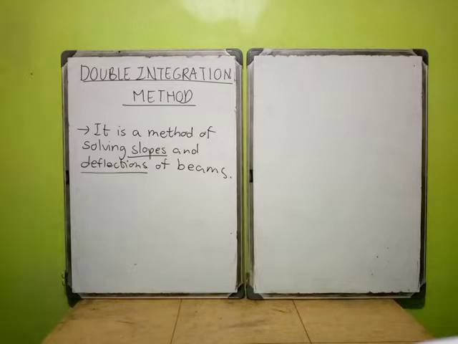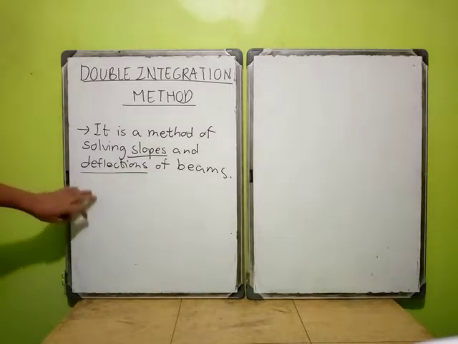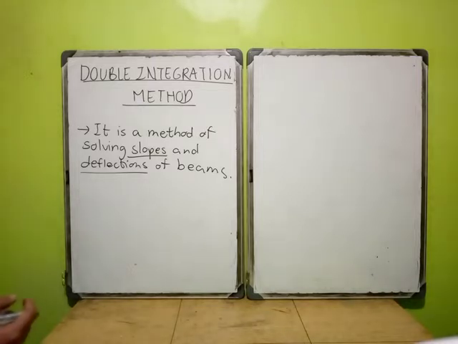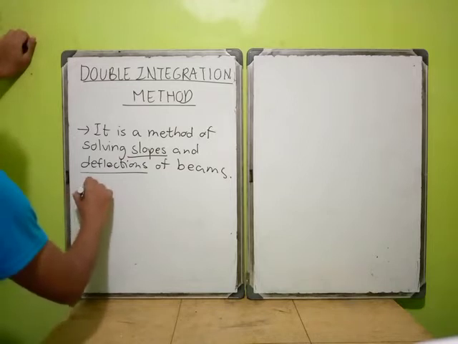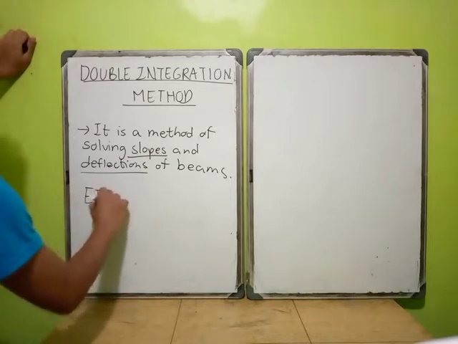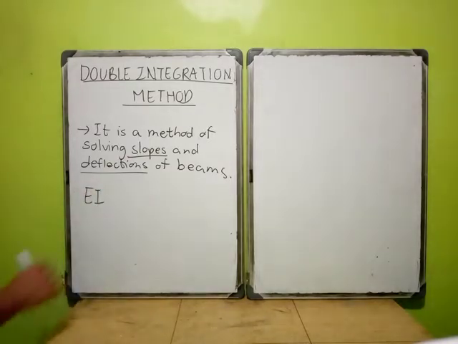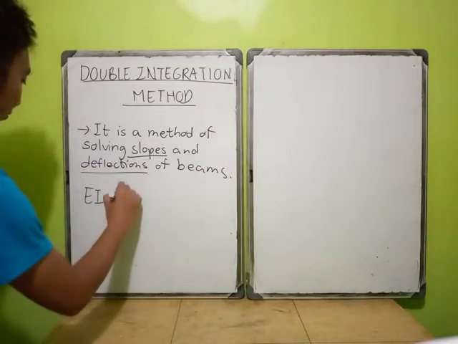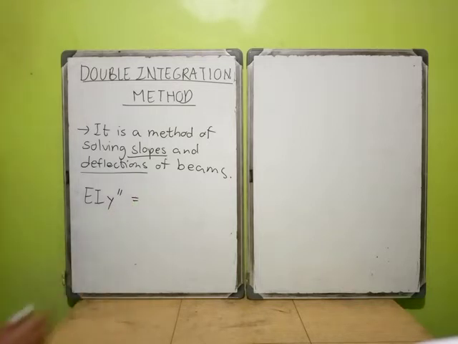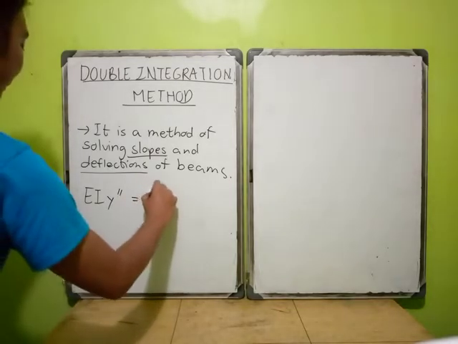Okay? So first and foremost, maybe ilagay ko dito yung mga formulas na kailangan nating tandaan. Okay? So just remember these formulas or relationships. Okay? Magsimula tayo sa relationship na to. So we have EI y double prime is equivalent to M.